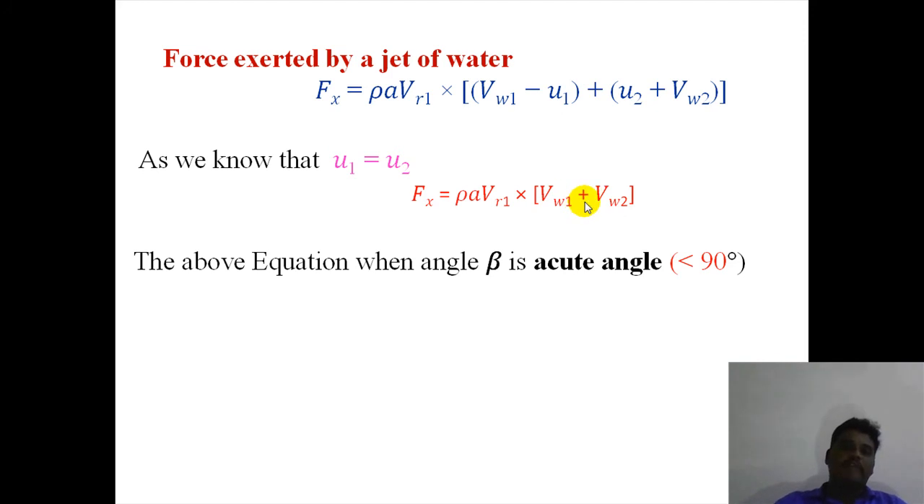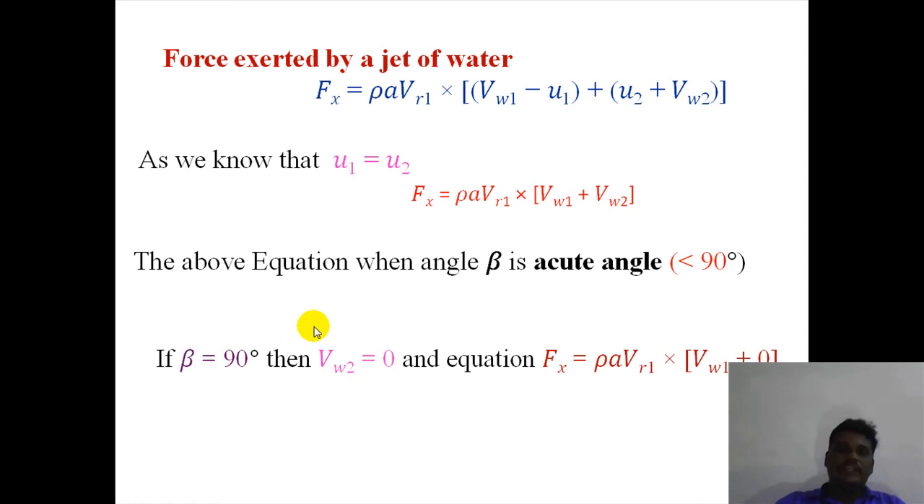Whenever beta is an acute angle, that is less than 90 degrees, positive is used. That's why it is considered positive for less than 90 degrees. Whenever beta is equal to 90, Vw2 remains 0. Whenever Vw2 remains 0, the equation becomes rho a Vr1 multiplied with Vw1.